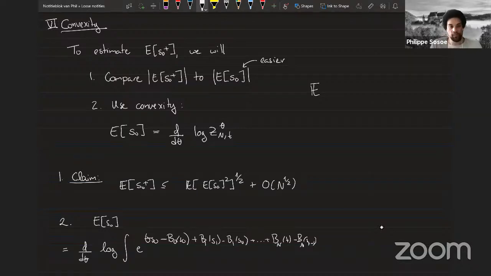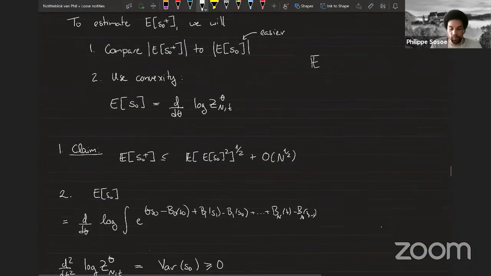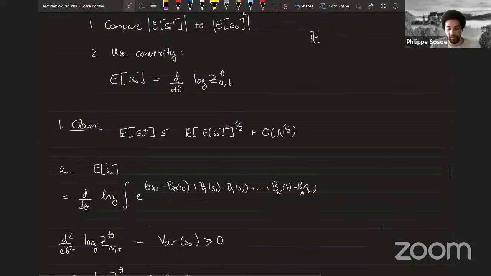Okay, so let's elaborate a little bit on these two steps. The first step, what is the comparison? My claim for the first step is that once we take expectations, S0 plus can be bounded by basically expectation of S0 plus an error that is smaller than the target bound that we're trying to get at. Remember, the target is n to the 2/3. That's the comparison. And then the second step, this convexity, well, what is that?